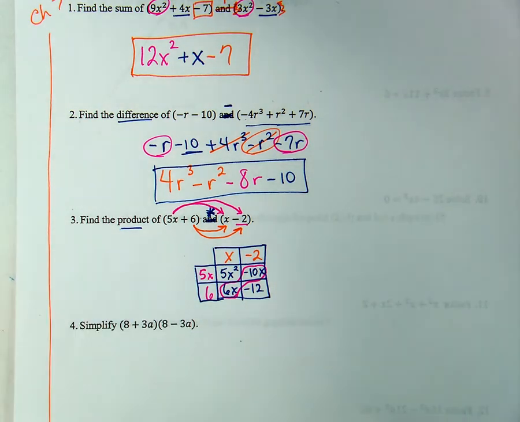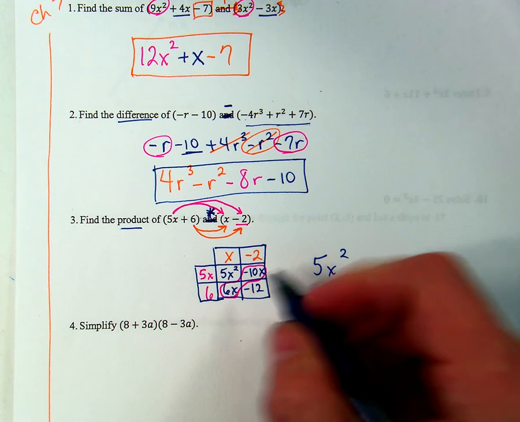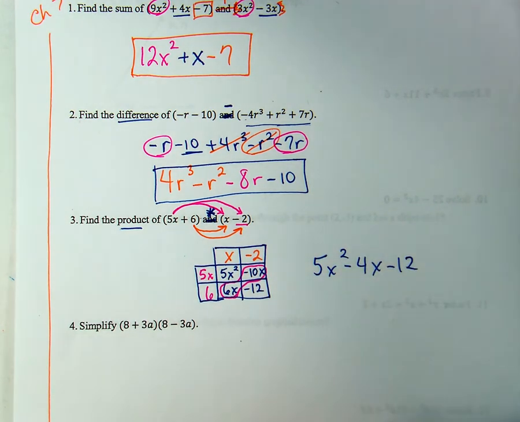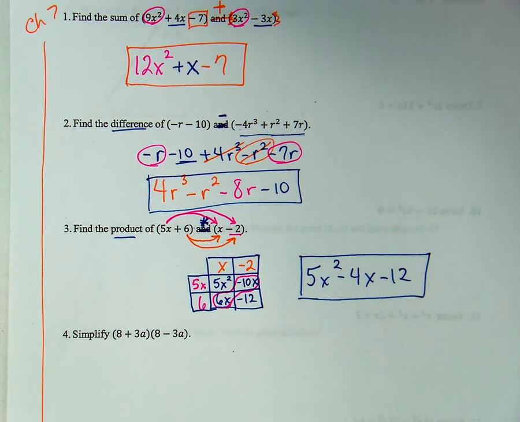So the final answer here will be 5x squared. 6x and negative 10x make a negative 4x, and then we have minus 12. And that is in standard form as well.